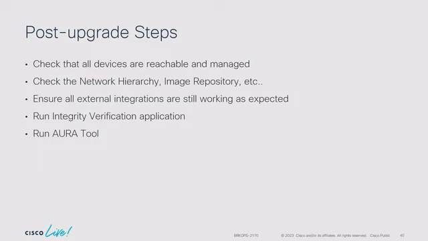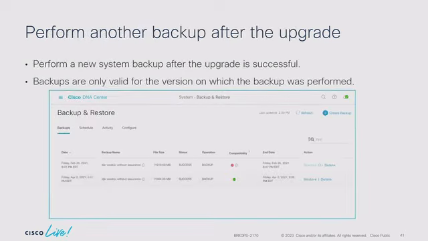So you need to check if all your devices are up and running, managed and reachable from the DNA center. It's kind of a post-check that we normally do. You need to check the hierarchy, repository, just to make sure the database is good. You need to ensure the external verification, and you need to run the Aura tool. So we've run the Aura tool before the upgrade, and we are running the Aura tool again after the upgrade. It's like what you do with the switches. With the switches, you do the pre-checks, you do the upgrade, and you do the post-checks. So these are the post-checks that we are looking for.